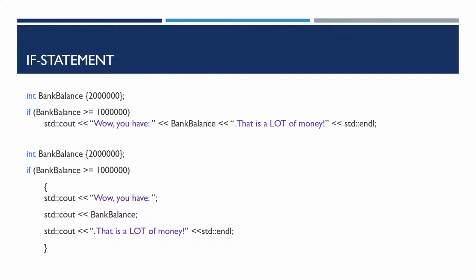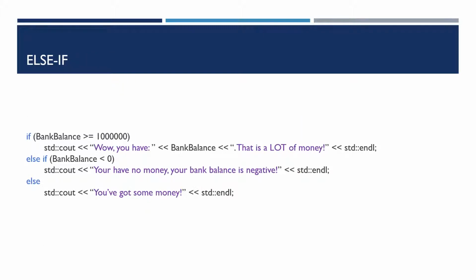Now, let's look at the else if statement. So in the else if statement, as you can see, we have that initial condition. So if bank balance is equal to or greater than $1 million, we'll say, wow, you have a lot of money. But if they have a bank balance of less than 0, then it will say, you have no money. Your bank balance is negative. Wah, wah. Sorry, couldn't resist. And then anything else? Yay, you've got some money.